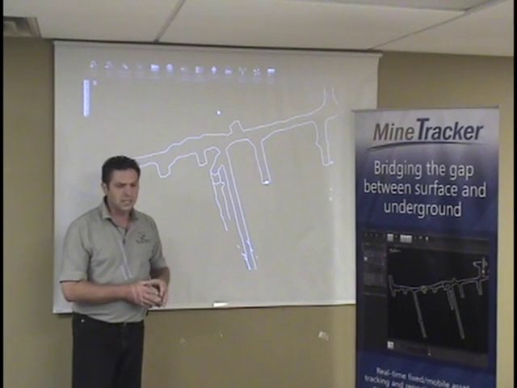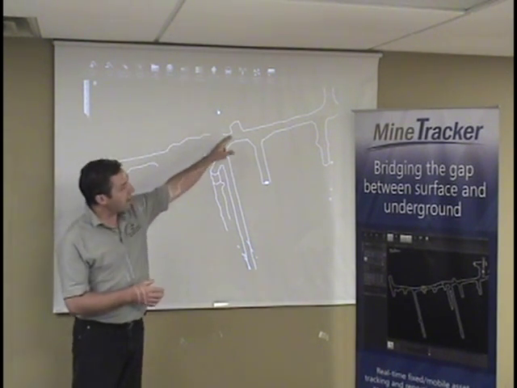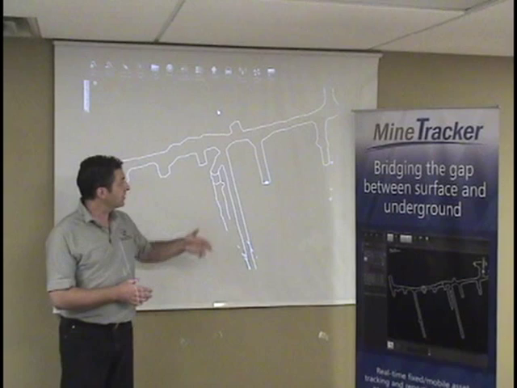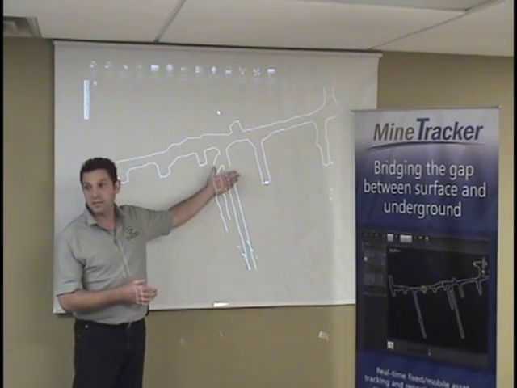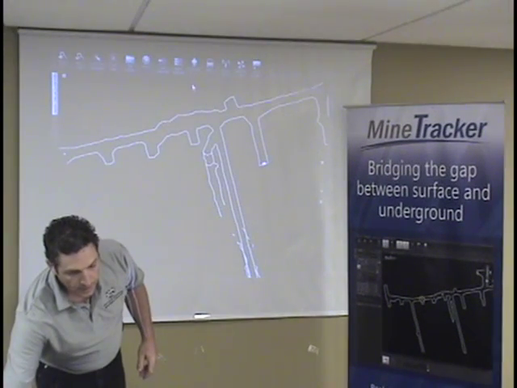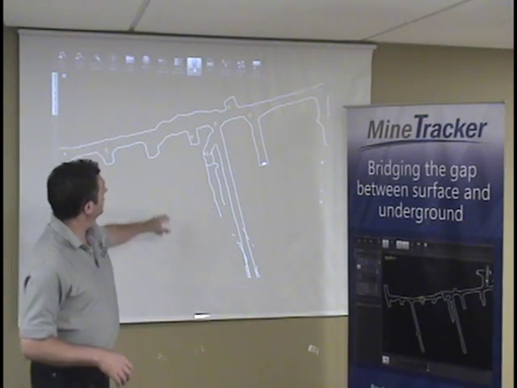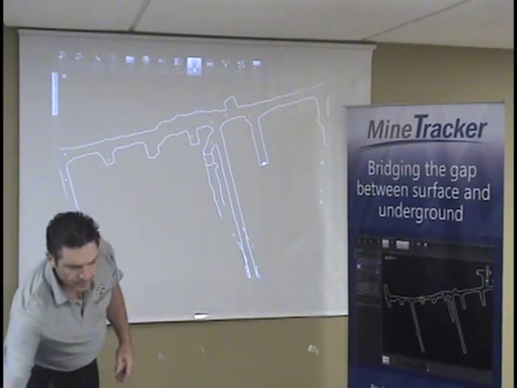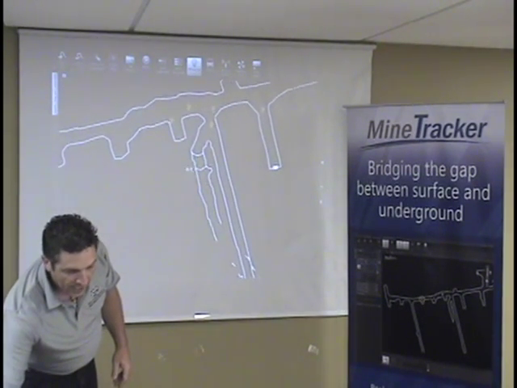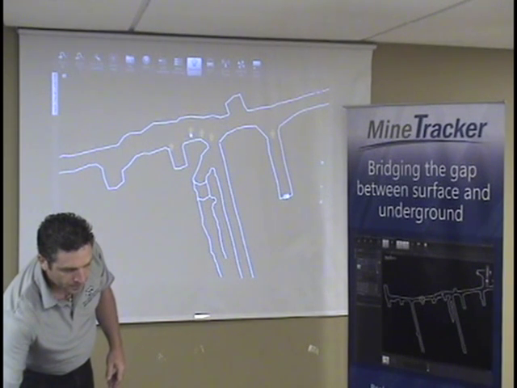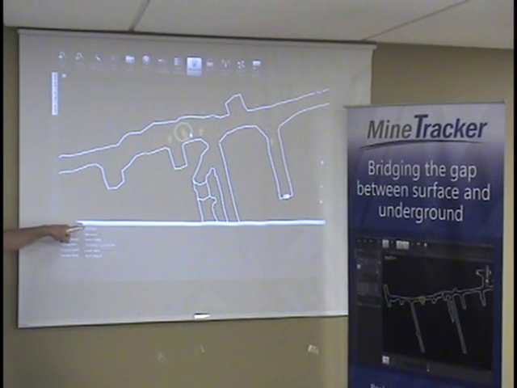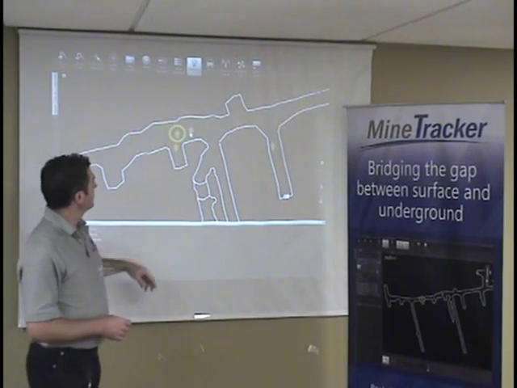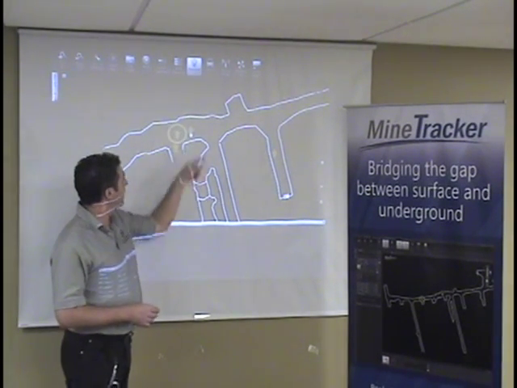If we look at the screen here, we have a mine map of a mine underground. This mine map is imported directly from AutoCAD or a DXF file, which the majority of the mines in the world use today. And it allows us to view personnel underground. We can look at where the people are located. We can click on a person and get their information panel here. So we know the name of the person, the job title, and where that person is located underground. The person we've selected is highlighted by this yellow circle.